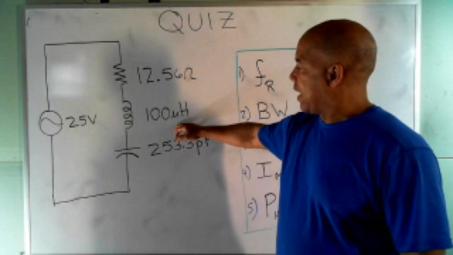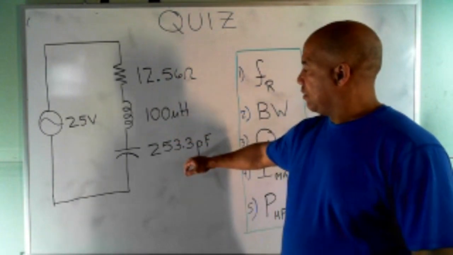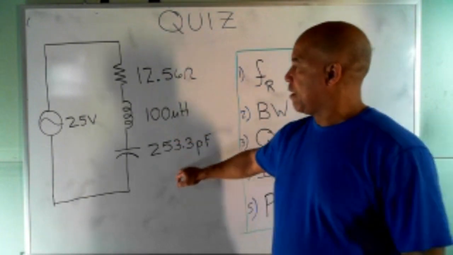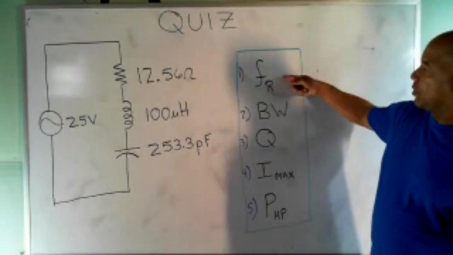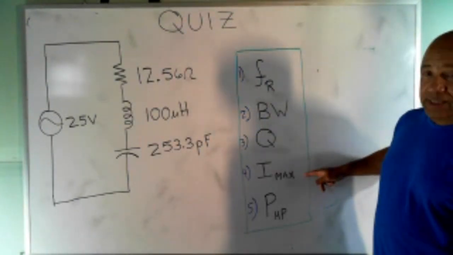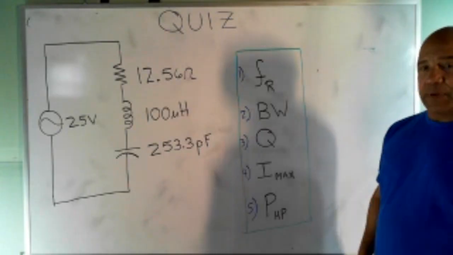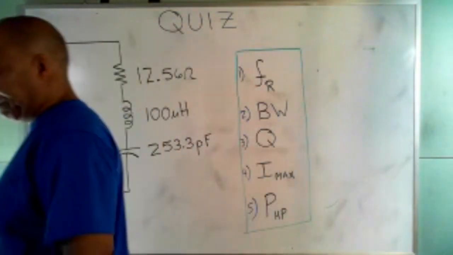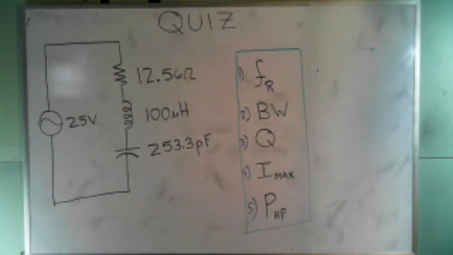12.56 ohms, 100 microhenries, 253.3 picofarads, 25 volts. I want the resonant frequency, bandwidth, Q, Imax in the circuit, and P at the half power point. See what you can do with that, and then be prepared to text me the answers.